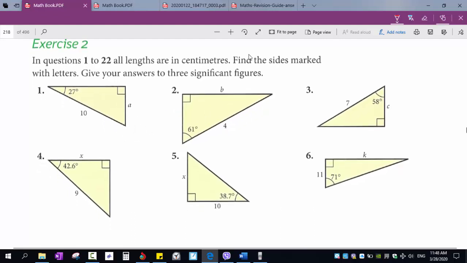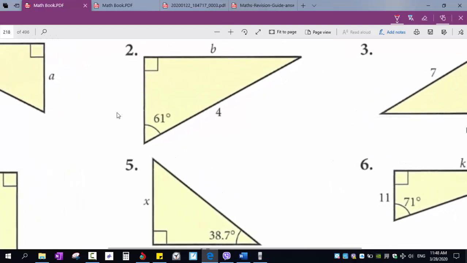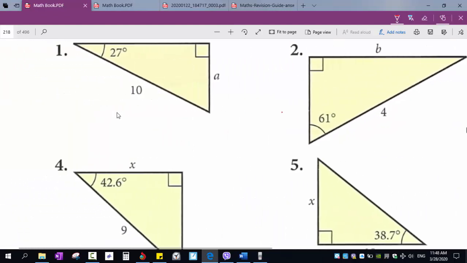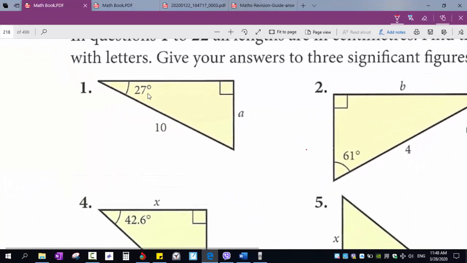Now, question 1. As you see, a side is missing. What is the relation between this angle and this side? This side is opposite this angle. Whenever you see the side is opposite the angle, think of sine. Then we'll make an equation like this. Sine of 27 is equal to A over 10. A is the opposite, 10 is the hypotenuse.